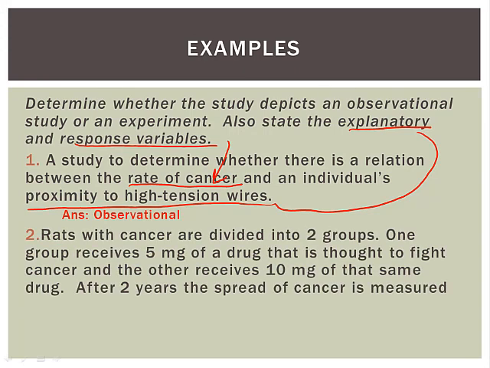Next one. Rats with cancer are divided into two groups. One group receives 5 milligrams of a drug that is thought to fight cancer, and the other group receives 10 milligrams of that same drug. And after 2 years, the spread of cancer is measured.